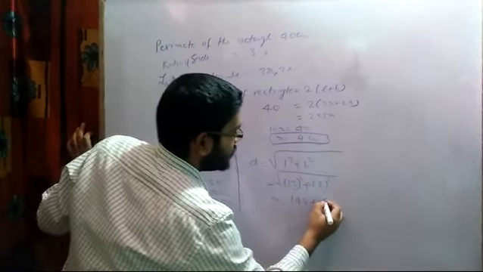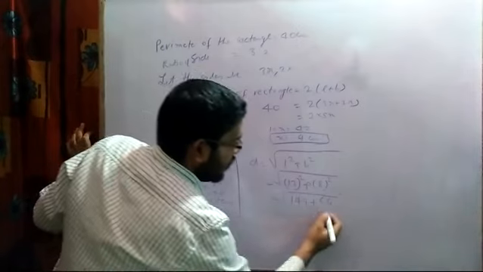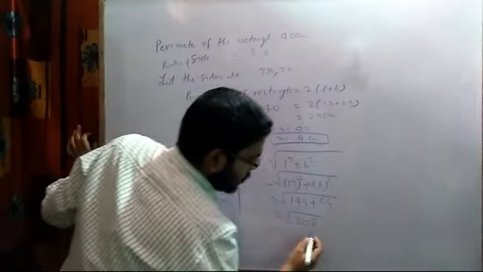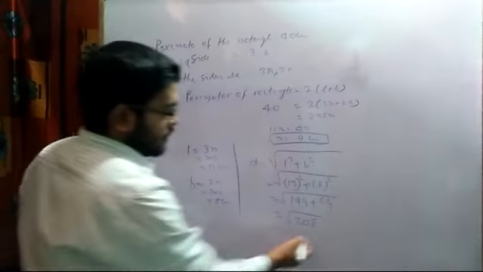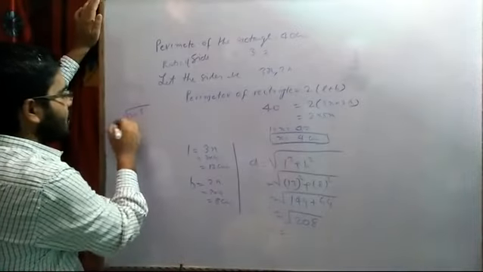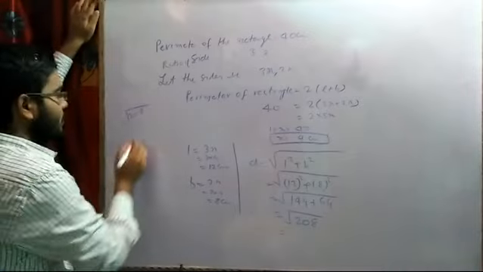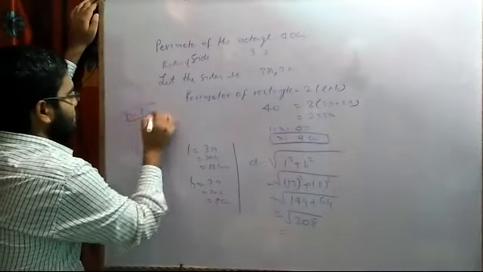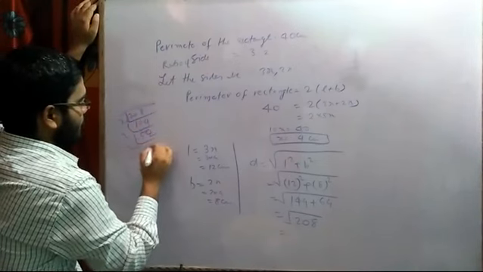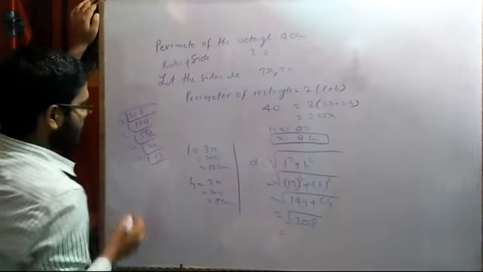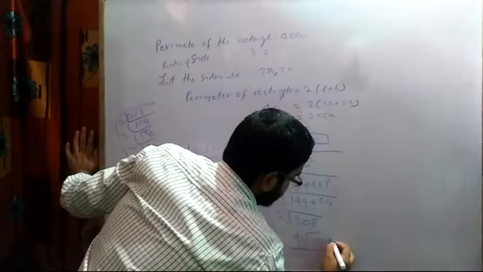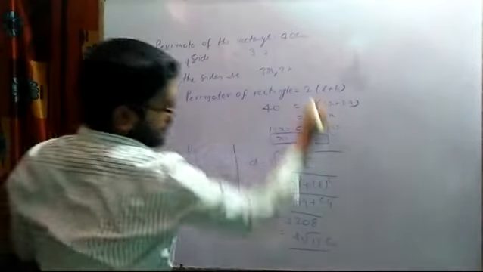That is 144 plus 64, which is 208. Now what will be the value of the root of 208? Now you have to take it out by the prime factorization method. So 208 is 2 tens are, 2 fours are, 2 fives are, 2 twos are, so it is 4 root 13 units. That means centimeter.